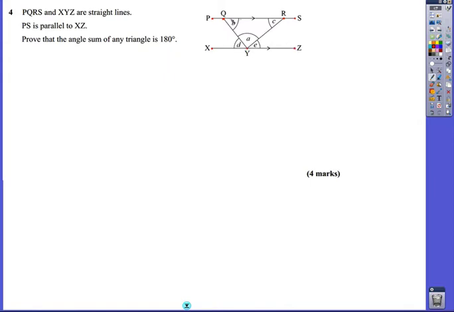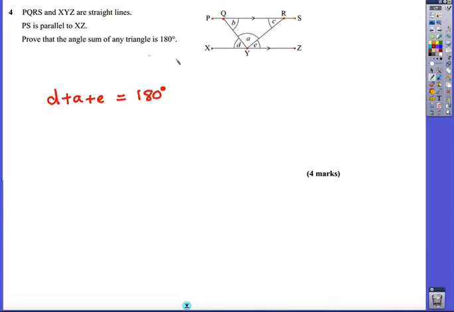And when you join these up, you either get a straight line. PQRS is a straight line. XYZ is also a straight line. PS is all of this line, and XZ is all of this line. These two lines are parallel to each other. Prove that the angle sum of any triangle is 180 degrees. Well, we need to start using the angles. The first thing you would start doing is saying this: D plus A plus E is equal to 180 degrees.